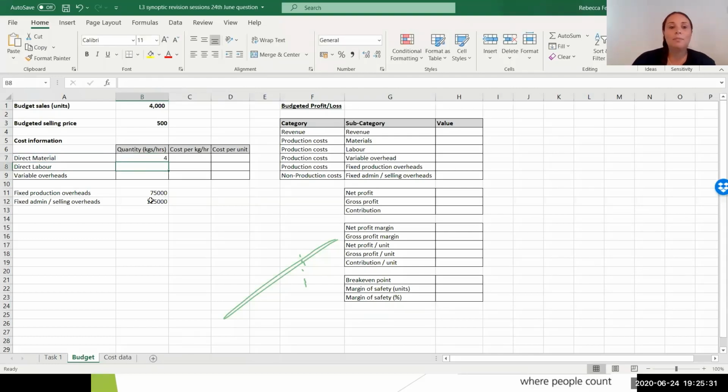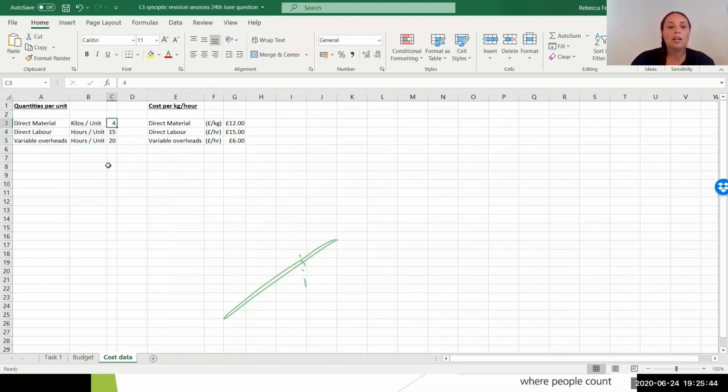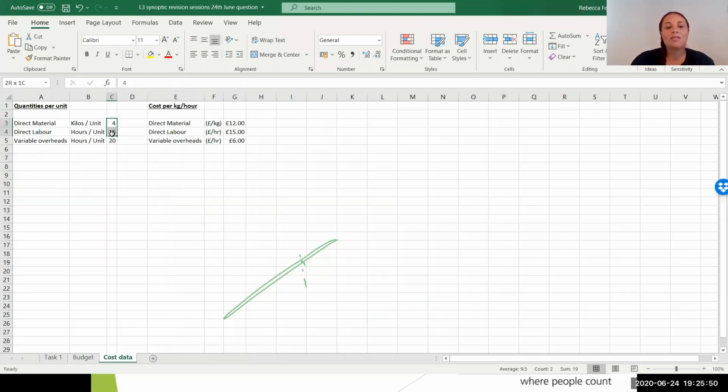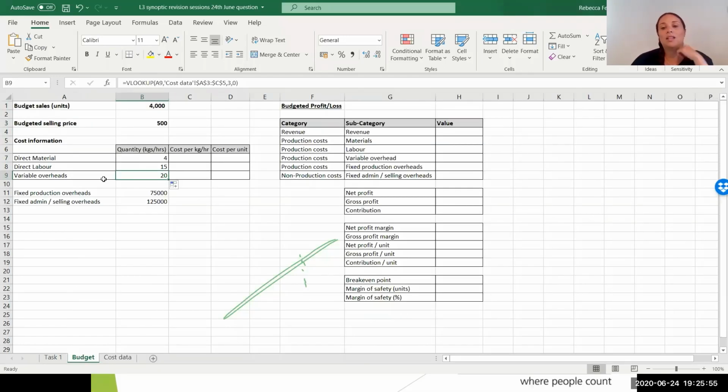As I press enter, it's locked in those cells and it gives me the option to then drag those down. And I can just do a quick sense check. For direct materials, I've got 4. For direct labour, I've got 15. And for variable overheads, I've got 20. I can sense check these back to that data, and that means it's all absolutely spot on. Has anyone got any questions on that?